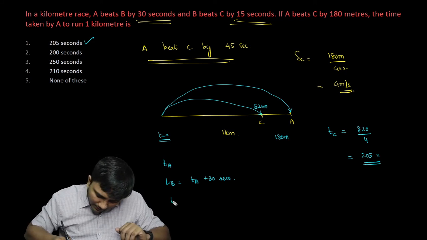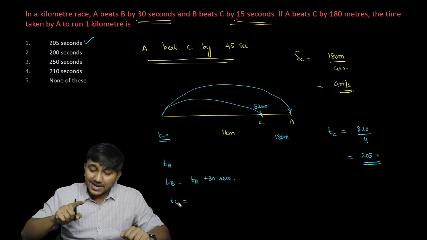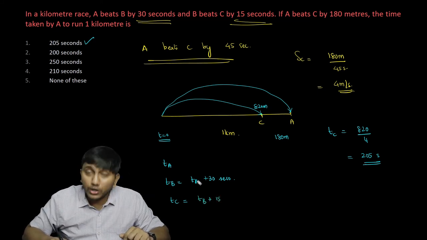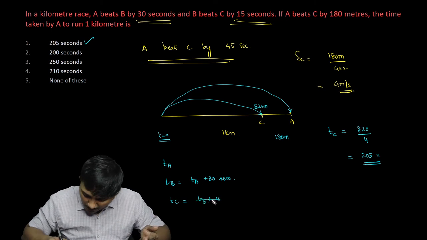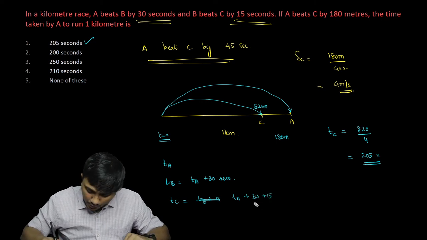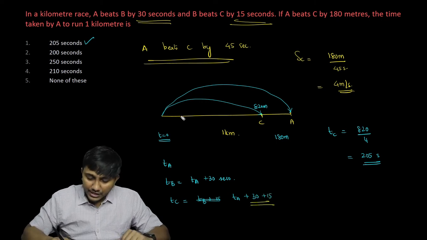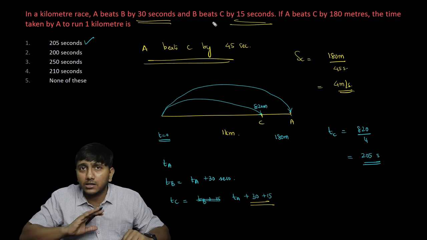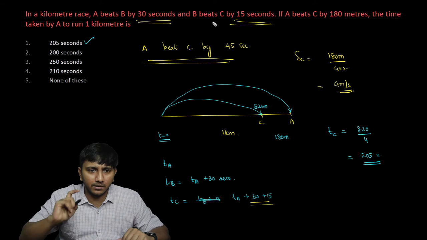Now, if you look at time taken by C, C takes 15 more seconds than B. So that is TB plus 15. But we know TB is TA plus 30. So I can write this as TA plus 30 plus 15. That is why you can add time if beating is given in terms of time, but in terms of distance, you cannot do that. Please keep that in mind.